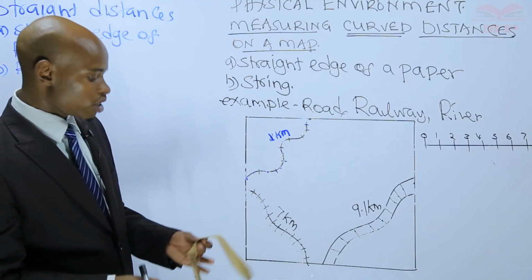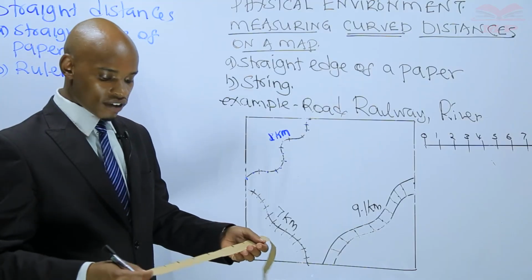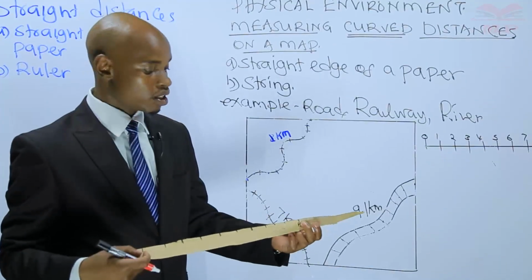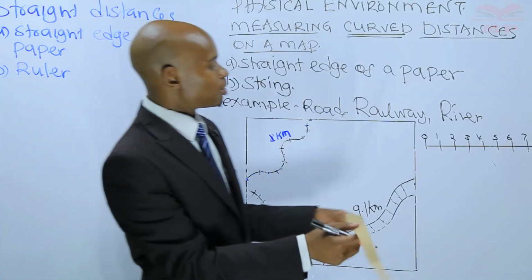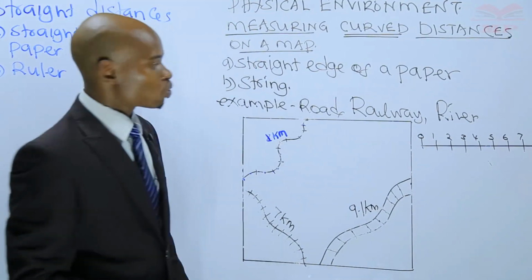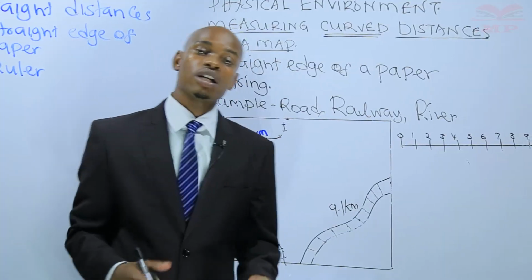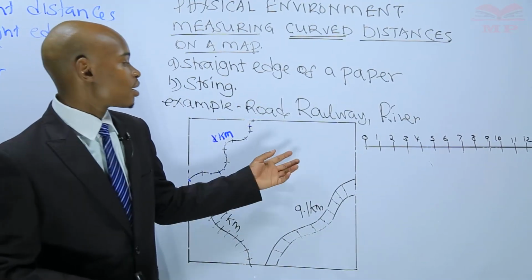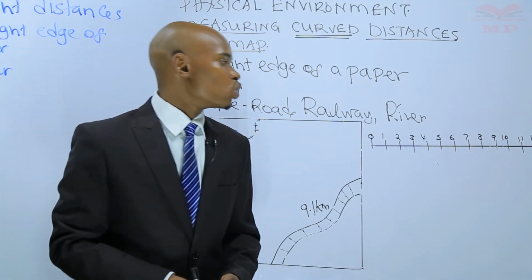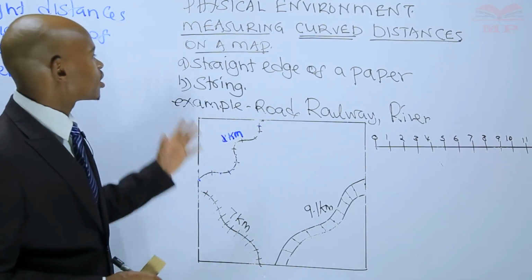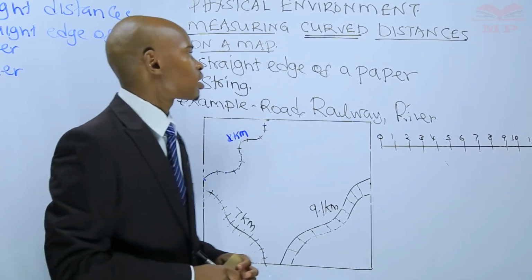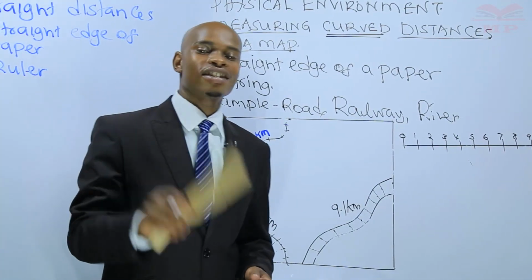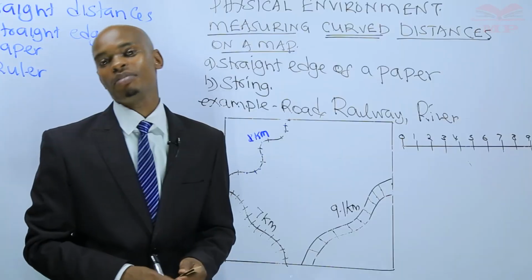Then after collecting your measurement, you'll have point A as the first point and the last point as point B. Then you take your measurement from the scale so that you can get your actual readings on the ground. And by doing so, you are assured you'll be getting very accurate measurement of curved distances using a straight edge of a paper.